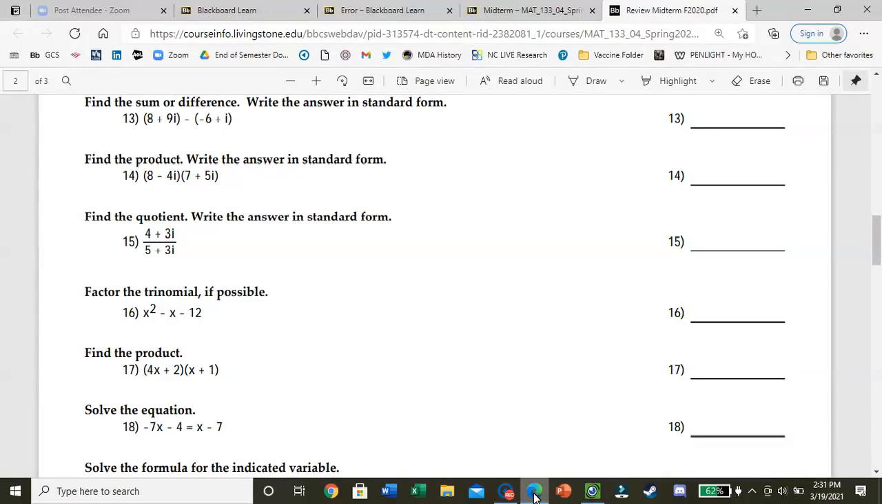That's number 15. So we good? Can I erase that? Okay. Well, let's look at number 15, because that one's kind of involved. All right, and we've got 4 plus 3i over 5 plus 3i. Find the quotient, write the answer in standard form.